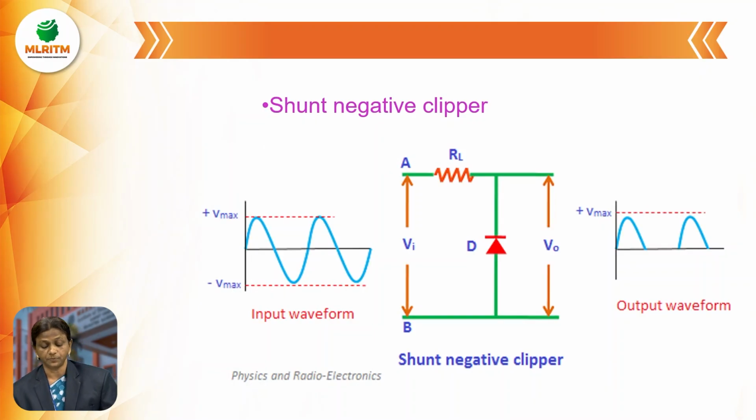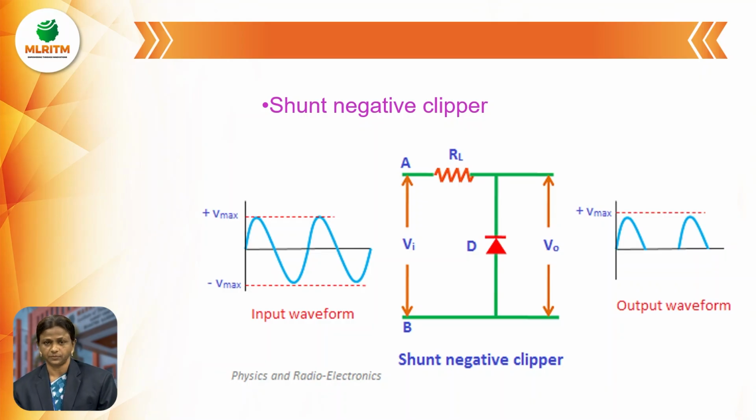Next one, shunt negative clipper. Shunt negative clipper means diode is connected in parallel. Next, negative clipper means which portion is cut off at the output side? Negative portion must be cut off at the output side.